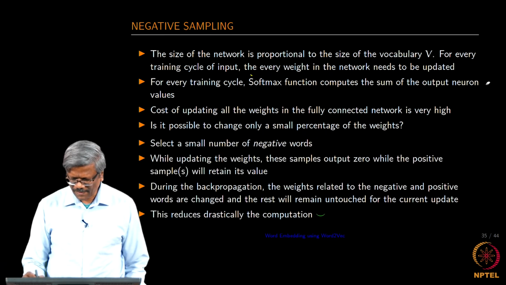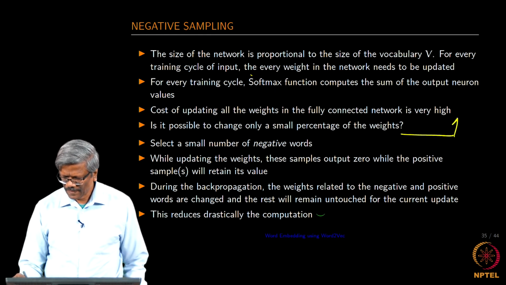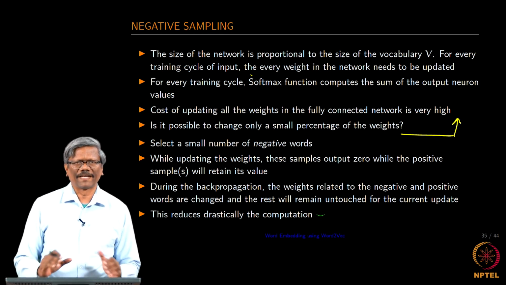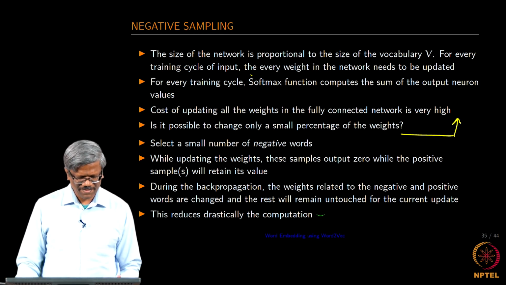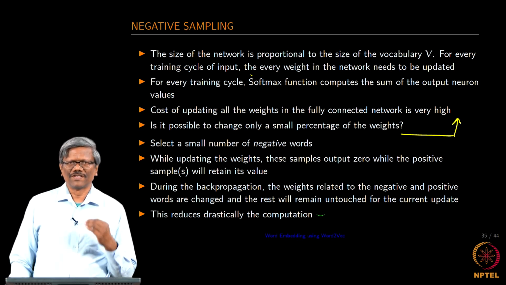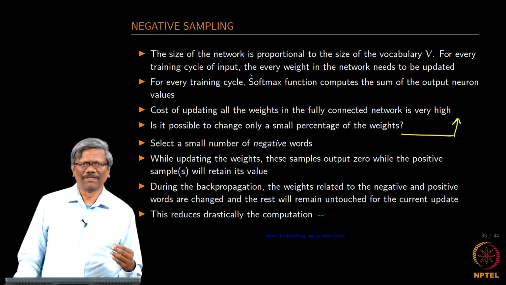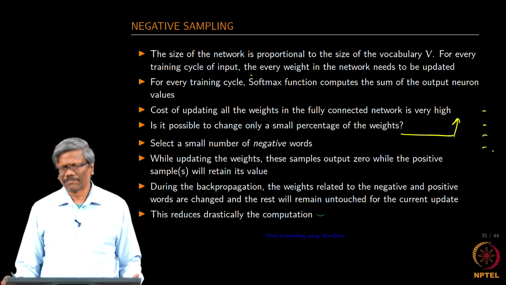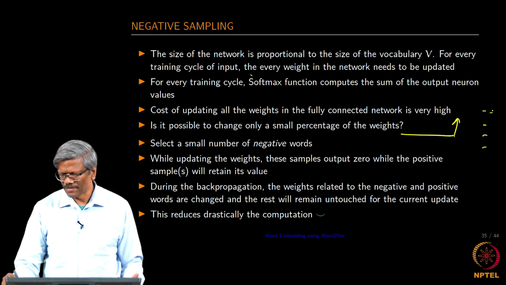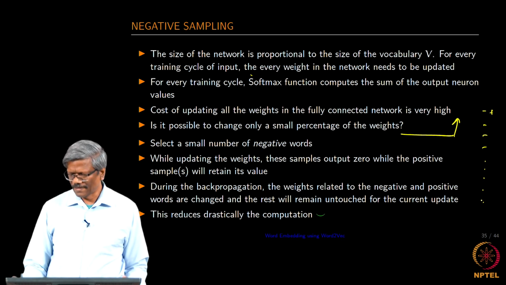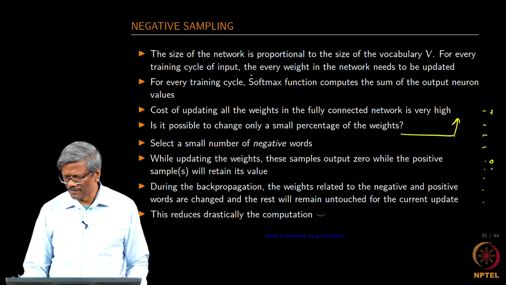So how do we really solve the problem that we have mentioned earlier? Now, select only a small number of negative words. I'll talk about what those negative words are. While updating the weight, these samples output 0, while the positive samples will retain the value. For example, if we have about 5 values that we want to retain, we call them positive samples, and then we select 5 more values and make them 0, because we want them to be 0.